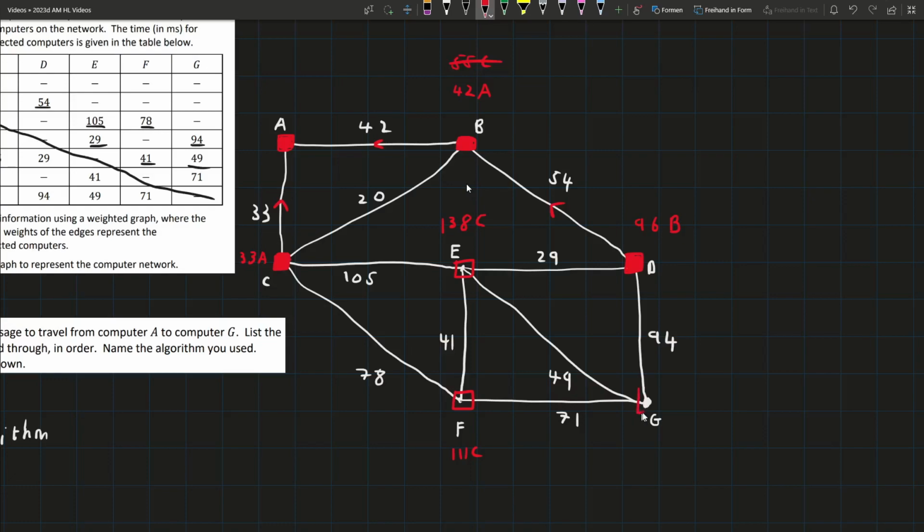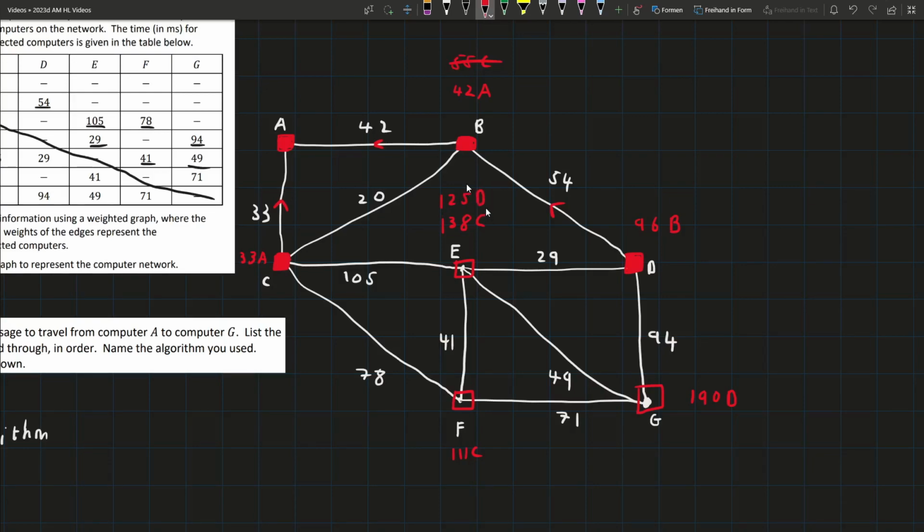So connected to D is G and E. B is too, but B is already done. Then we look at both of them. So if we were to go from G all the way to A, going through D, because remember we're looking at D, that's the one that we last did, we'd have the 96 to get from D to A, plus the 94, giving you 190 if we were to go through D. And then for E, we'd have the 29 plus the 96, which is going to give us 125 if we were to go through D.